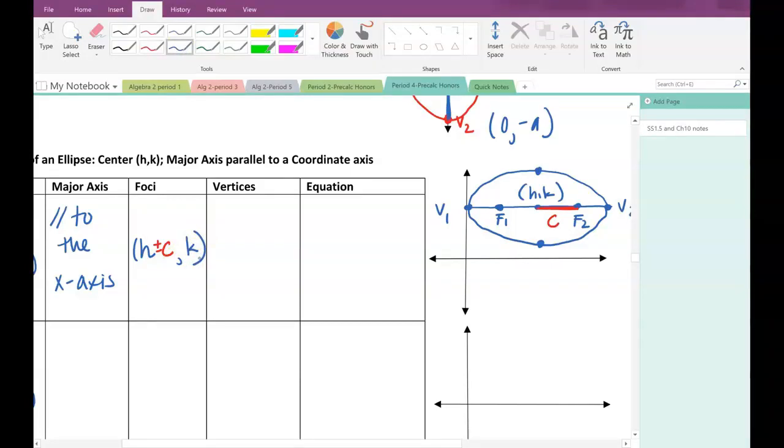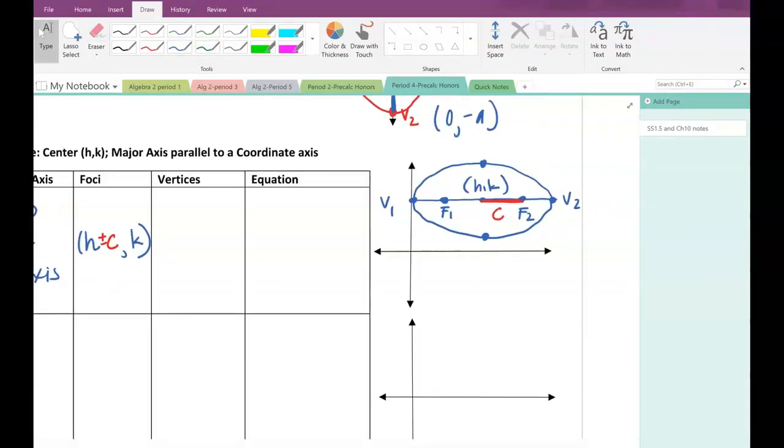Now let's talk about the vertices. From the center to the vertex is the letter a. So here's the center, here's the vertex, the whole green piece is a. So again, you can take the h value, add a to get vertex 2, or minus a to get vertex 1. So we're going to take h plus or minus a, comma, k.